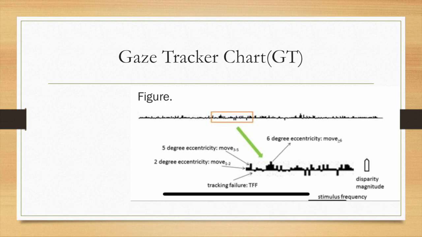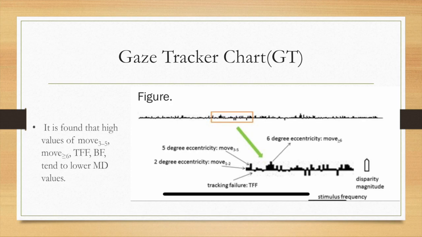Going to the downward bar, the smaller one is the tracking failure frequency, and the long one is the blinking frequency. It's found that high values of the movement between 3 degrees, 5 degrees, and 6 degrees or more, along with the tracking failure frequency and blinking frequency, all of them tend to lower the mean deviation value.